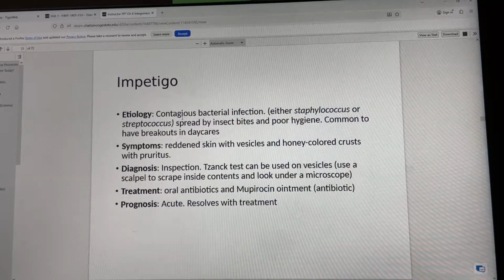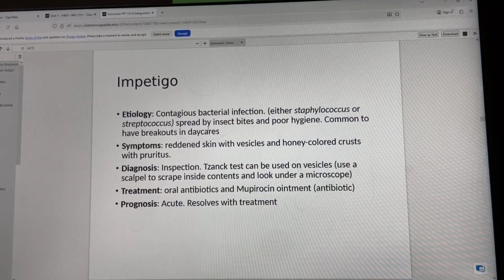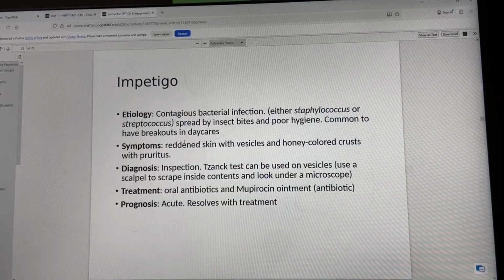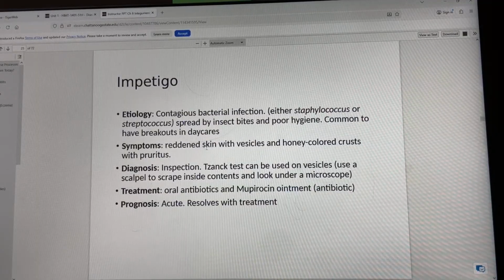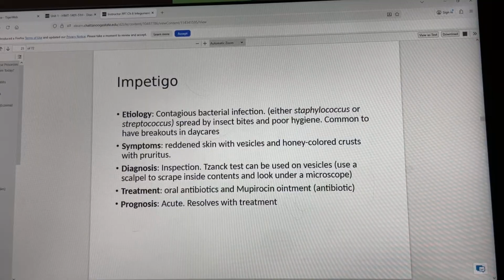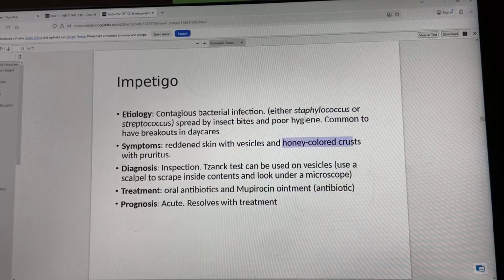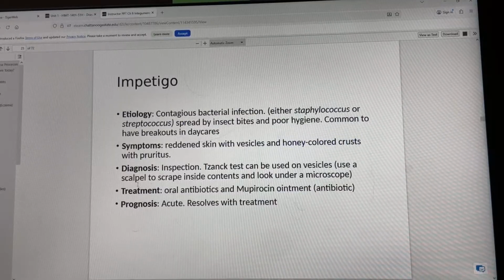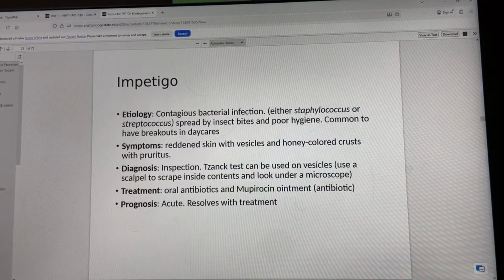So impetigo is a pretty common thing that happens in daycares. Usually they'll shut it down until everyone's better and then bring everyone back. These are also going to be vesicles, so they're going to be oozy, kind of blistery. Usually they're around the mouth, but not always. They also form these pretty hallmark honey-colored crusts when they scab over. They literally look like dried honey.